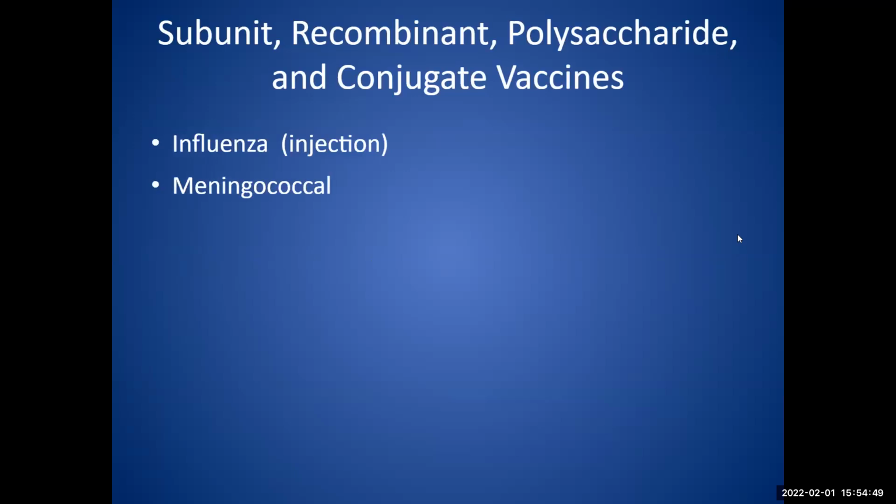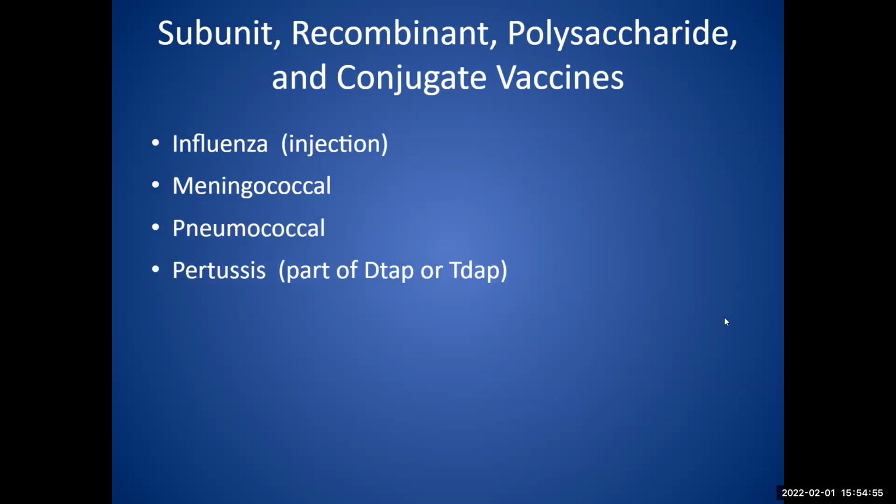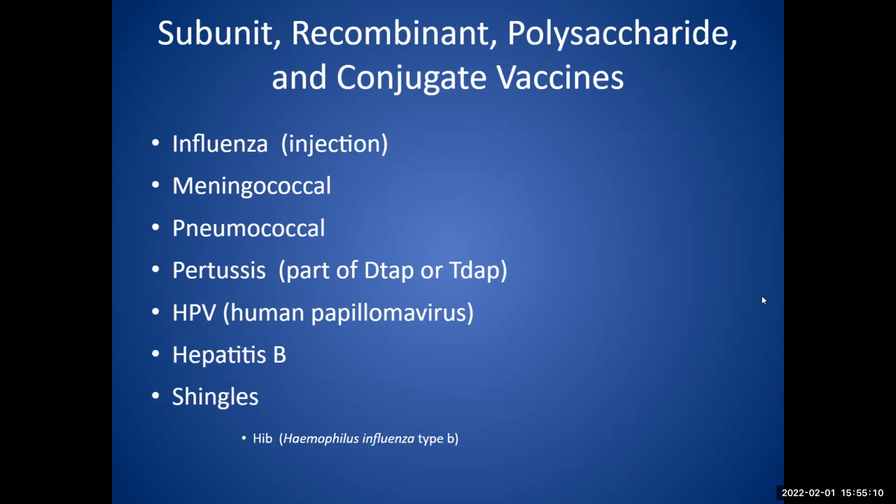There are other examples of these: the influenza, the meningococcal, we talked about the pneumococcal, pertussis, that's whooping cough, which is usually combined in the DTaP or Tdap, HPV, human papillomavirus, hepatitis B, shingles, and Hib, which is Haemophilus influenzae type B.